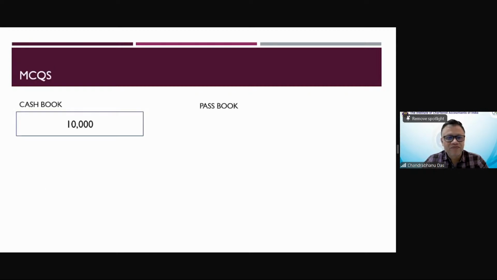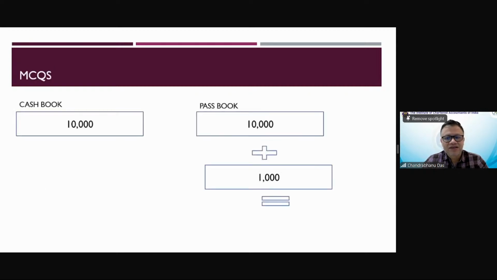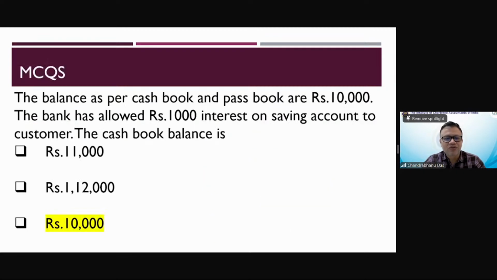11,000 is the passbook balance. So this is not known to the cash book. Passbook balance may have increased to 11,000. Cash book balance remains 10,000. So passbook balance is more than the cash book balance. So 11,000 is remaining, right?